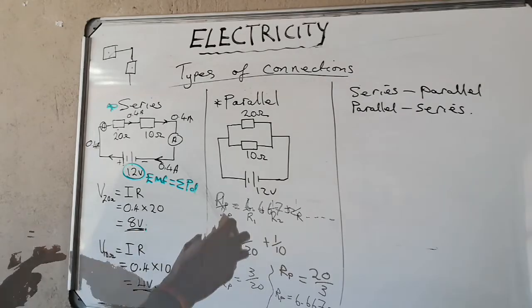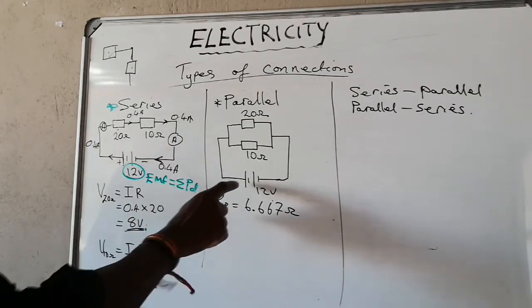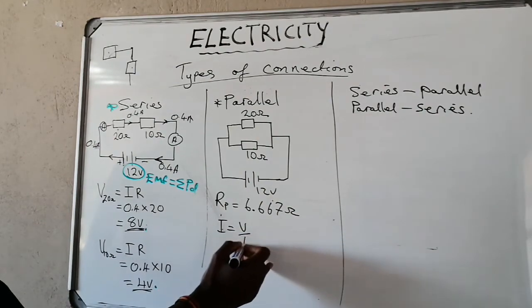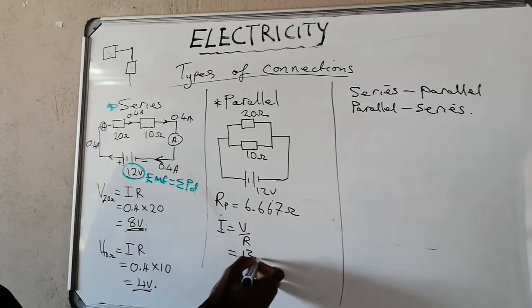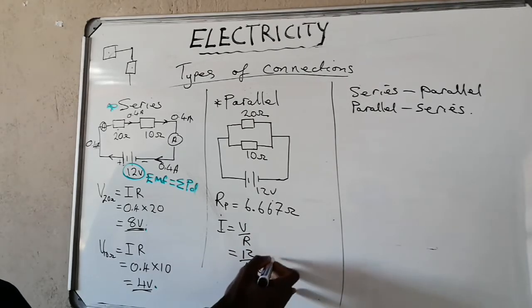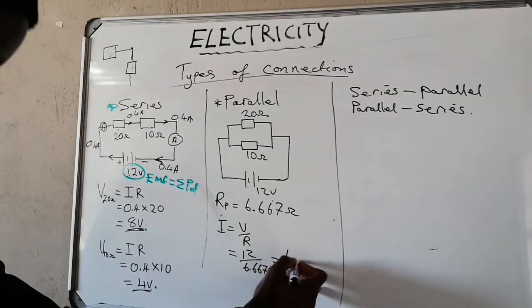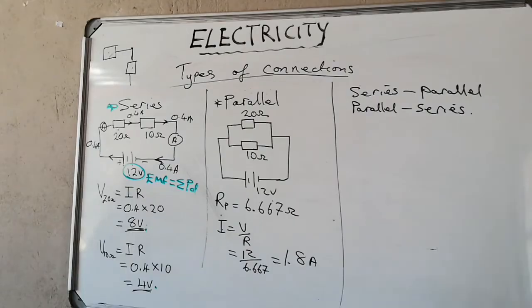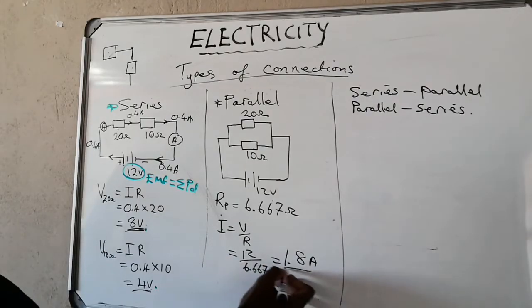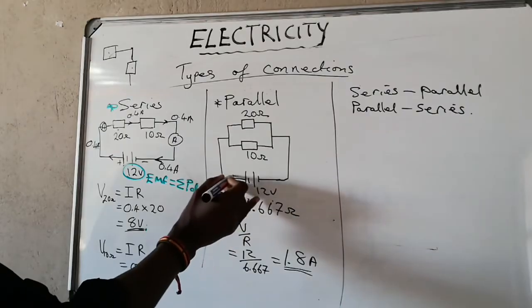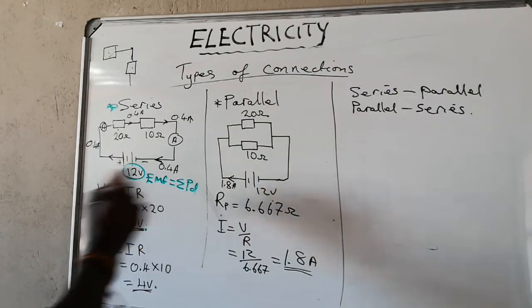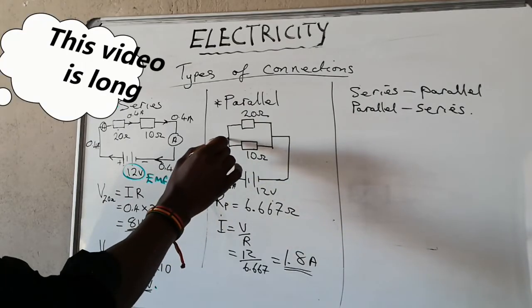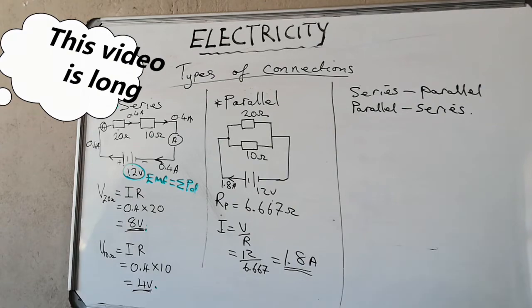6.667 ohms. So then, to know how much current will be sent from our battery, using Ohm's law, current is voltage over resistance. Our voltage is 12, over 6.667. Our current is 1.8 amps. It is 1.799, but we'll round off to 1.8 amps. So our battery will send out 1.8 amps. This 1.8 amps flows and reaches a point that we shall call a junction.